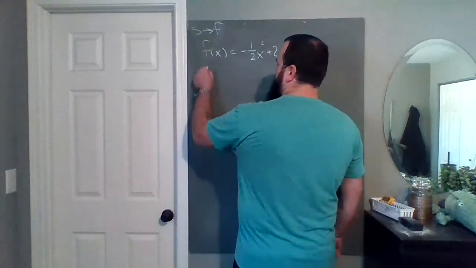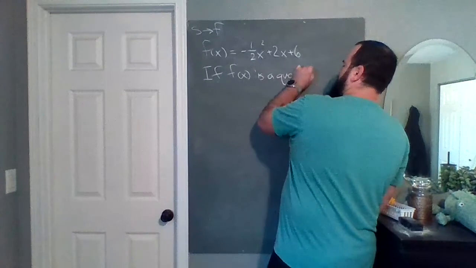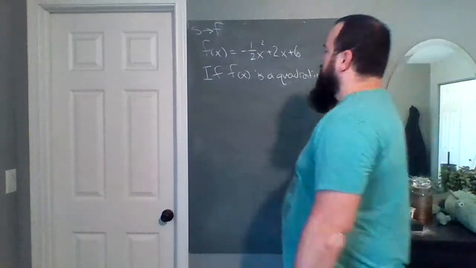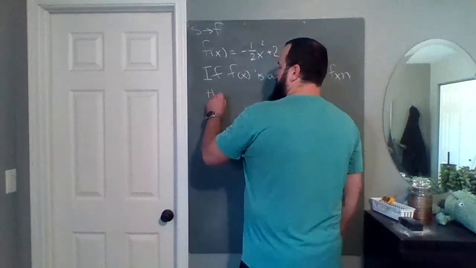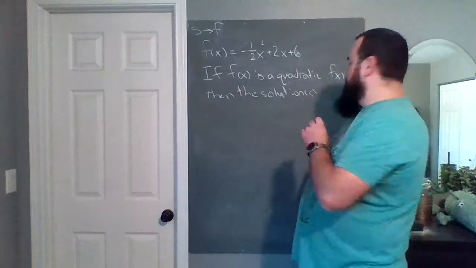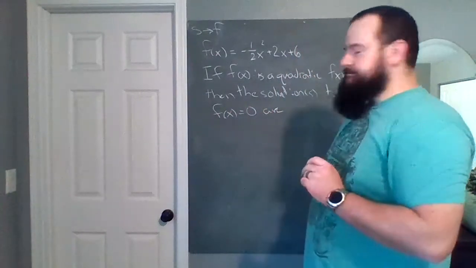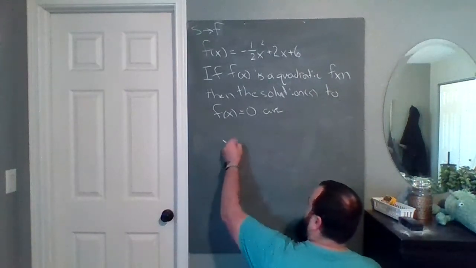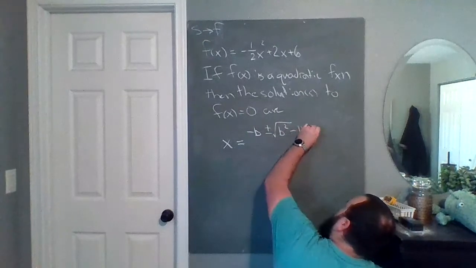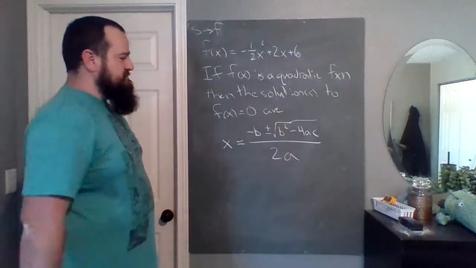So, let's give a big old statement here. If f of x is a quadratic function (fxn, abbreviation for function), then the solution, or sometimes solutions, to f of x equals 0 are x equals negative b plus or minus the square root of b squared minus 4ac, all over 2a. I know you guys have seen this before.